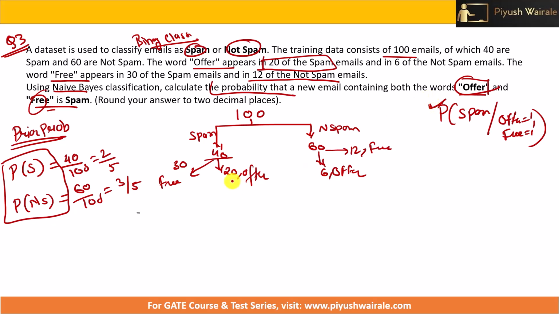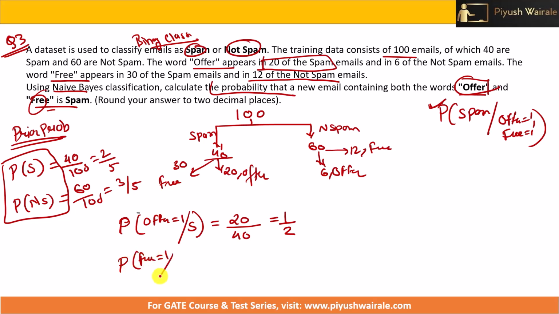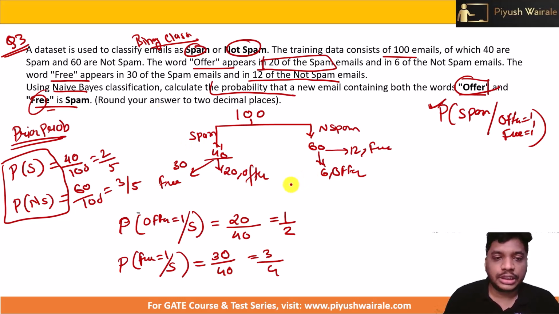So what we need to find out is this. Based on this, what is the probability that the word offer equals 1 appears given the email is spam? Out of 40 spam emails, in 20 emails the word offer appears. That is 1 by 2. What about the probability that the word free appears, equals 1, given spam? That is 30 divided by 40, that is 3 by 4. So this is based on spam.